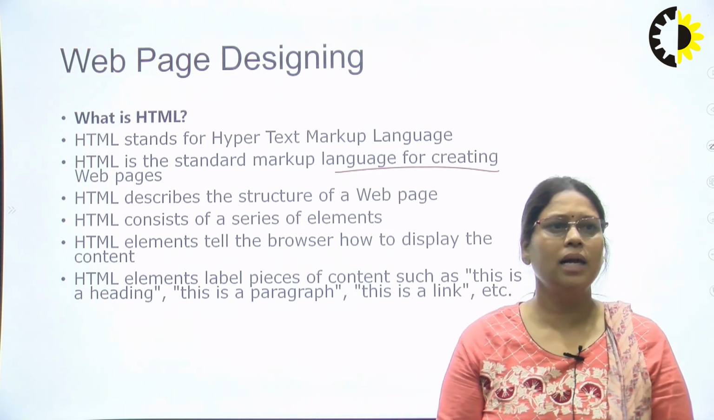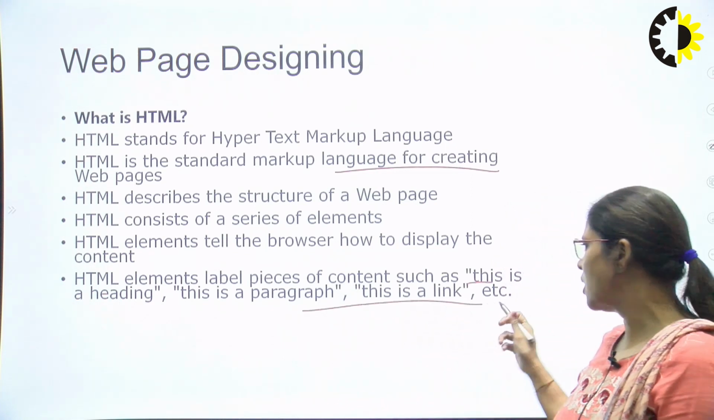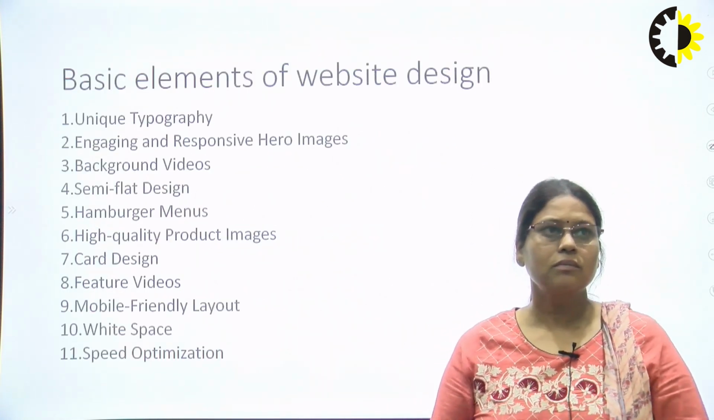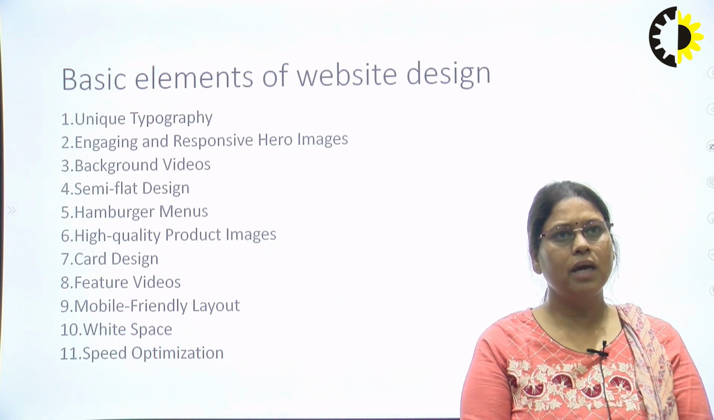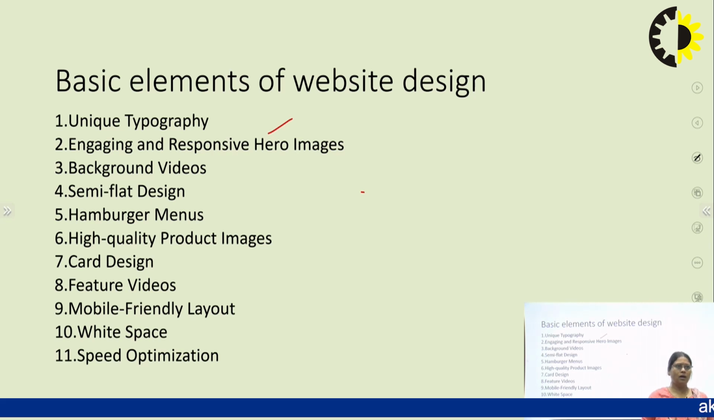HTML elements label pieces of content, such as this is a heading, this is a paragraph, this is a link, etc. Once we make any web page or website, there are certain elements we have to consider before website designing. Number one, a unique typography. We have to use unique typography. We have to use responsive and engaging images in these web pages.